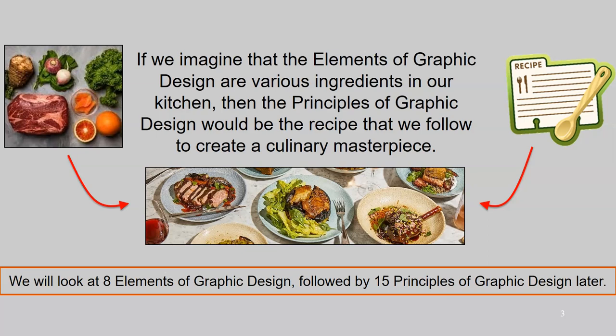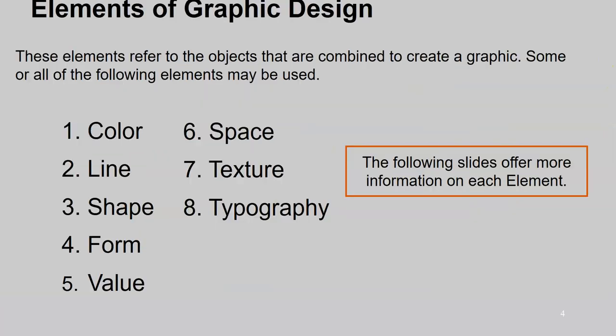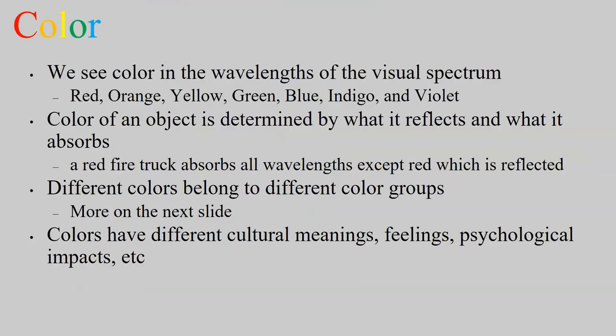And so we're going to look at 8 different elements, and later on we'll talk about the principles. So there are 8. We're talking about color, line, shape, form, value, space, texture, and typography. These are the elements that refer to the objects that are combined to create a graphic. So a graphic can have all of these elements, or it might only have 1 or 2 of them. And so we're going to go further into detail on the next few slides.